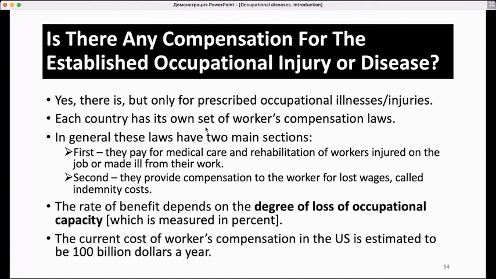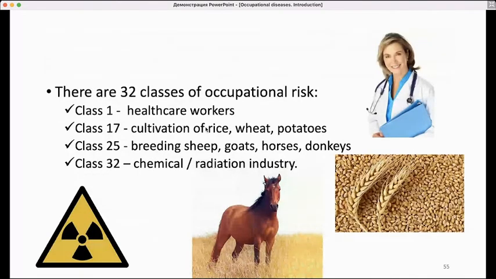Cool, right? The current cost of workers' compensation in the United States is estimated to be $100 billion a year. And you can ask me, teacher, where does the government take money from? From employees and their employers, because they pay taxes to the government. And the more risk, the more taxes.